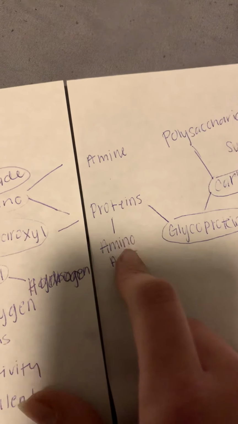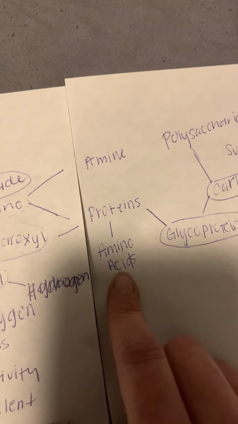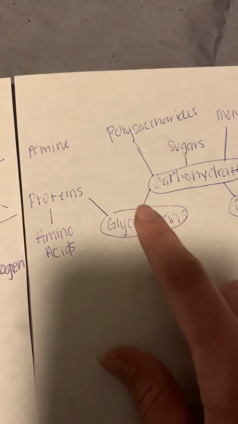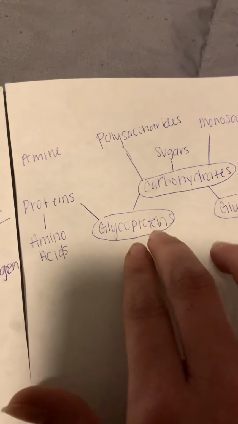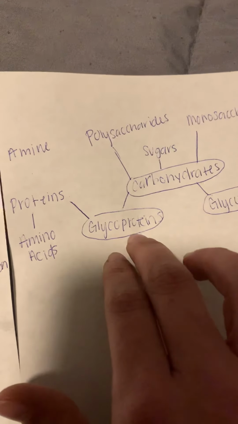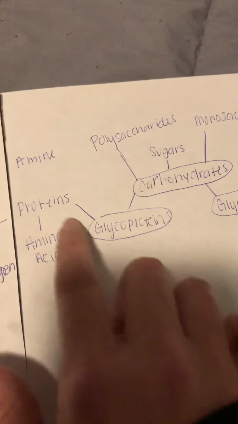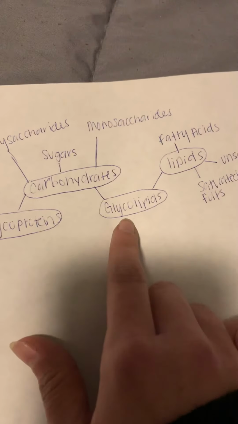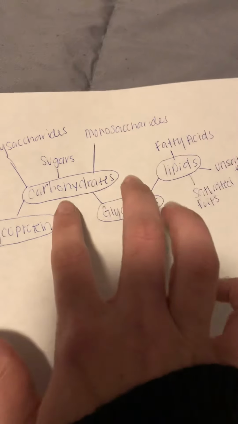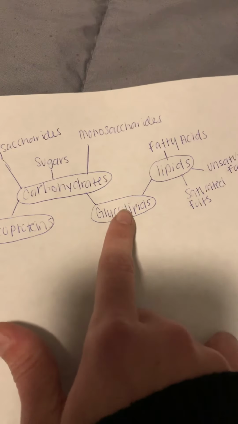Amino forms amines, and it also forms proteins, and proteins are the building blocks of amino acids. And then, in between these two are glycoproteins, because carbohydrates and proteins make up glycoproteins. And same with glycolipids. We have lipids, and carbohydrates make up glycolipids.